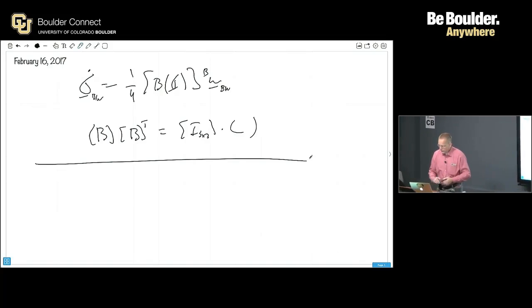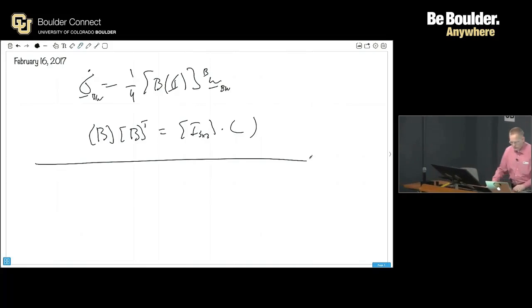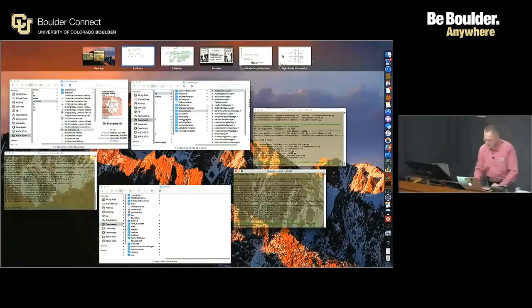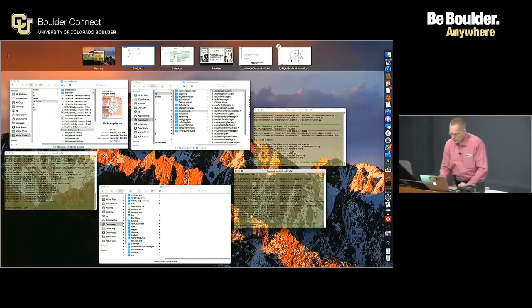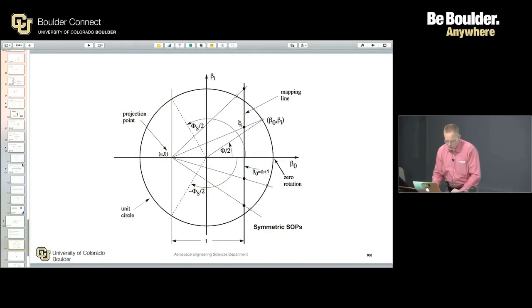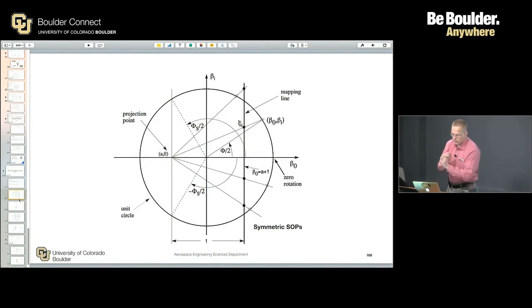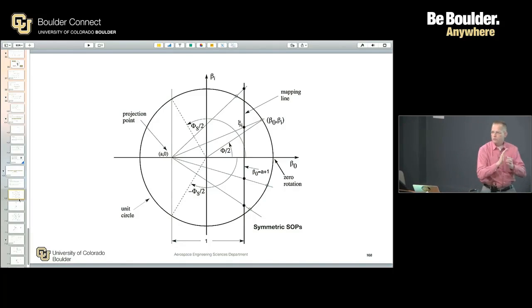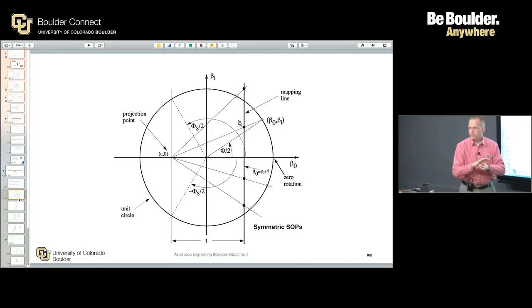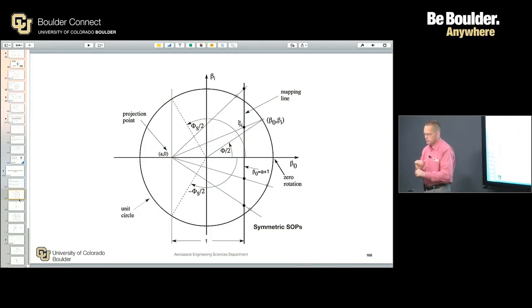Good. Then, let's see, we ended up talking about symmetric stereographic orientation parameters. What makes them symmetric? Thibault, where does that name come from? There's asymmetric and symmetric sets, so we reviewed them at the beginning.